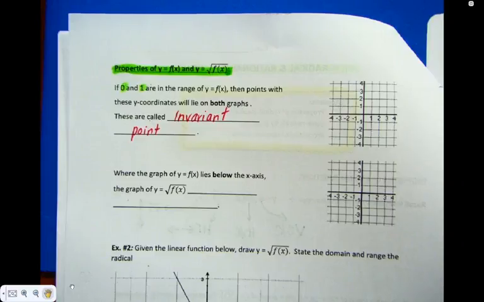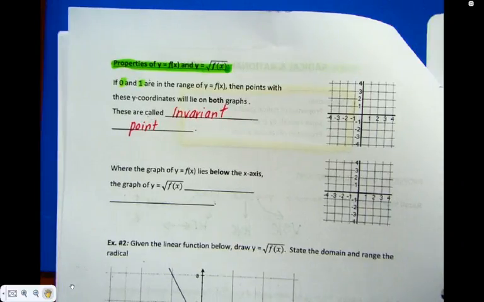Invariant point. What does variant mean? Well, it comes from variable. What does variable mean? Changing. So what does invariant mean? Unchanging, not changing. Those are the only 2 points that are not going to change.